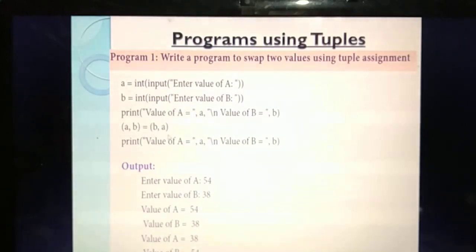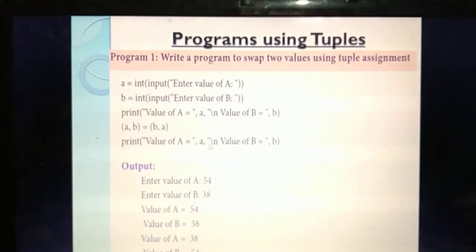After swapping you need to print the value of A and B. So same step, print value of A equal to variable A and value of B equal to variable B. Understand? For swapping two values, you need to enter the two variables A and B. First you are going to enter the value of A and second the value of B. After that you are going to swap. What's the meaning of swap? A comma B equal to B comma A. After that you are going to print.